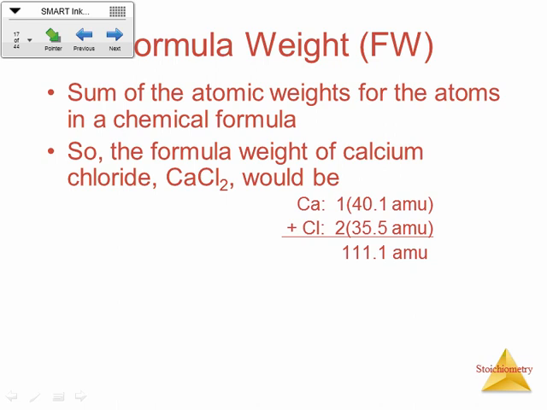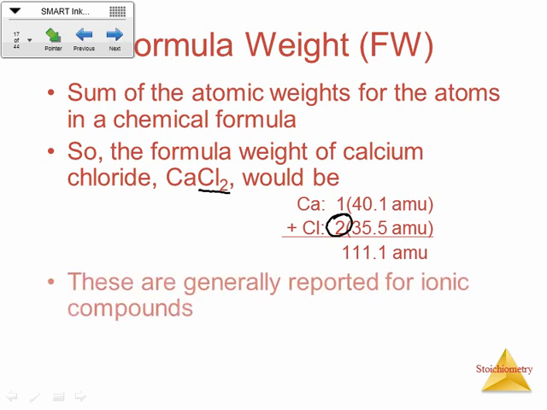And notice here that we multiply the chlorine by 2, and the reason that we do that is because there's 2 chlorines in the compound. So the ratio there is 1 calcium to 2 chlorines. So when we add up those atomic masses, we end up with 111.1. Okay? So again, pretty straightforward.